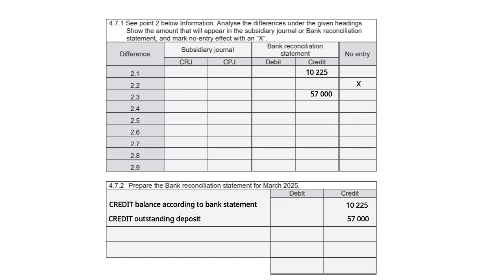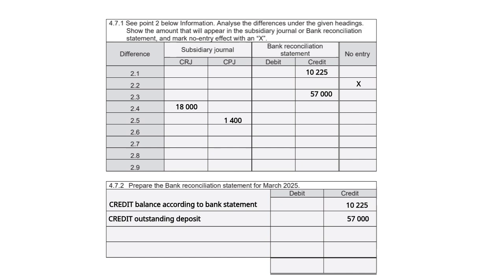Then 2.4. An electronic funds transfer of 18,000 Rand relating to rent received appears only on the bank statement. So in other words, we need to record that still in our cash receipts journal. So 2.4, we are going to have 18,000 in our cash receipts journal. Then 2.5, bank charges of 1,400 Rand appear only on the bank statement. So it means we need to correct it and still record it in our CPJ. Bank charges is an expense which goes to our CPJ, 1,400 Rand.